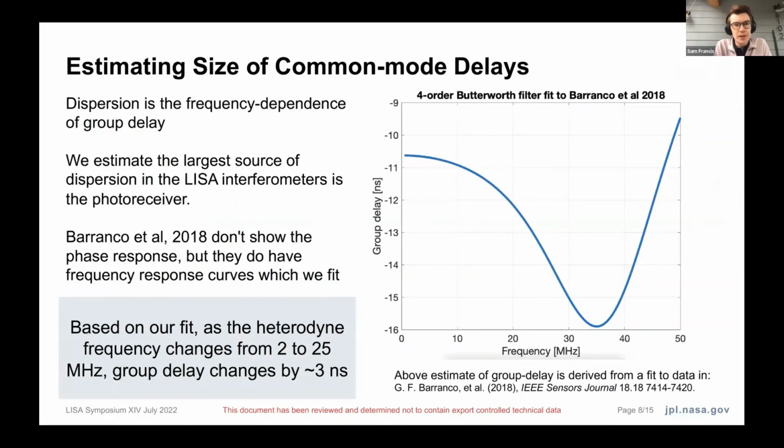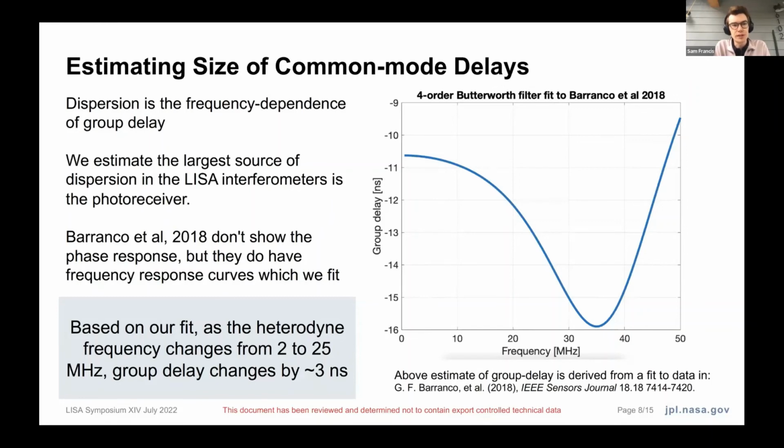So we wanted to understand how big the effect of this common mode delay would be. The best way to do this would be to look at the LISA system and the LISA instruments, perform measurements of the delays through them, and check how consistent they are between the different boxes that are built. We didn't have access to this, so instead we looked to the literature, and from a paper on photodetectors, we estimated the group delay of the photodetectors based on some fits to data in this paper. Paper reference down here.